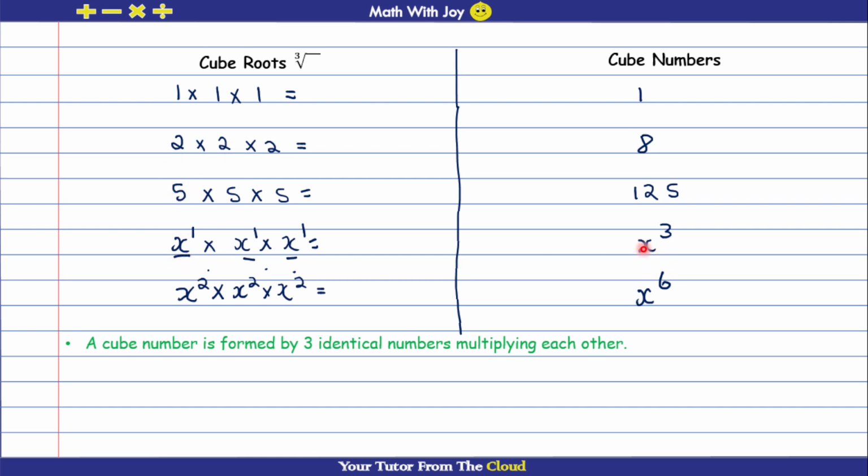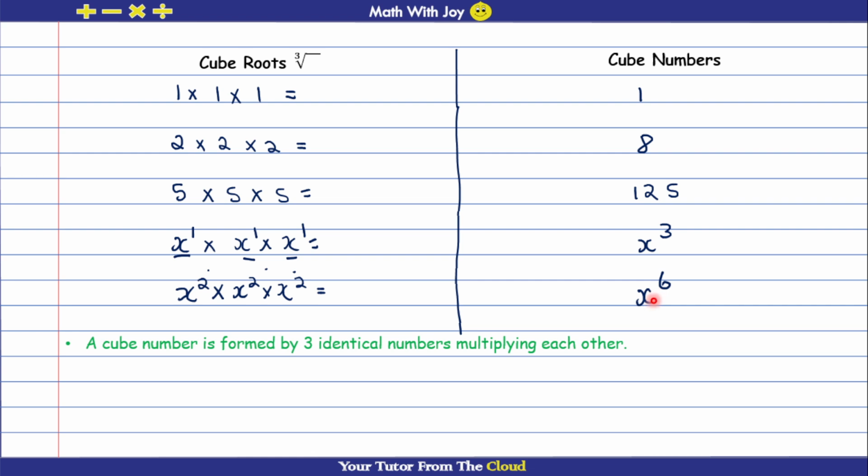Also, x to the power of 3 is a cube number. Why is it a cube number? Because it is formed by 3 identical numbers multiplying each other out. So x times x times x, there's 3 of them, multiplying each other to give you x to the power of 3. The same goes for x to the power of 6. These are identical numbers, and there's 3 of them multiplying each other. So remember, x to the power of 6 is a cube number.